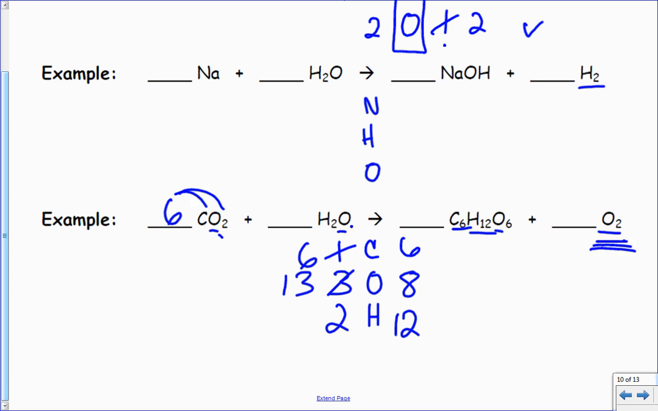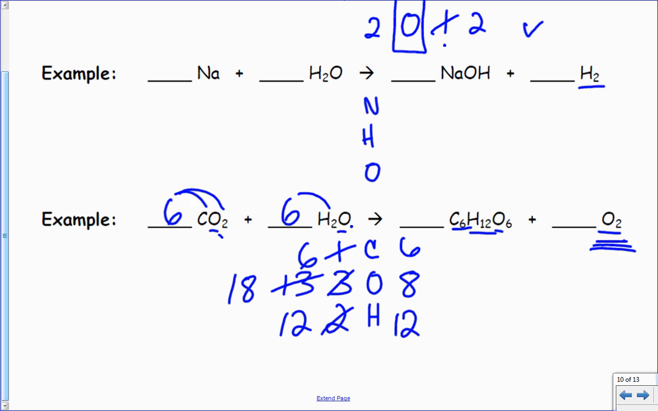Okay? So now what do I want to take next? Remember, I want to save oxygen for last. So let's do hydrogen. I have 2 of them on the left. I need 12, so I need to multiply by 6. 6 times 2, reevaluate, is my 12. Now reevaluate all the oxygens. I have 6 times 2 is 12 on this side. I have 6 times 1 is 6. 12 and 6 is now 18 I've gone to.